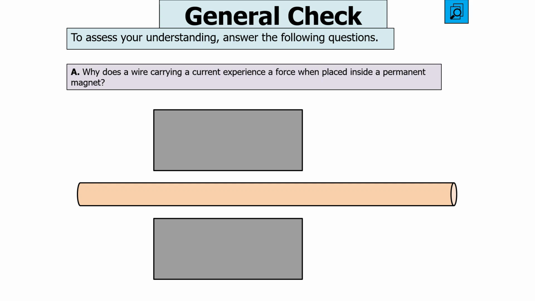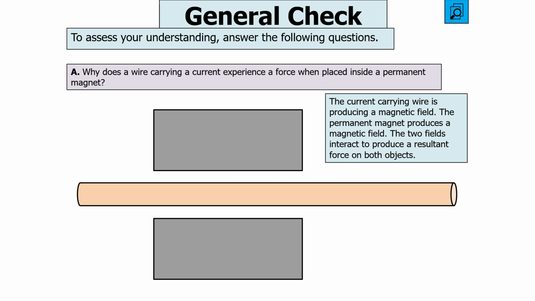Why does a wire carrying a current experience a force when placed inside a permanent magnet? The current carrying wire is producing a magnetic field. The permanent magnet produces a magnetic field. The two fields interact to produce a resultant force on both objects.